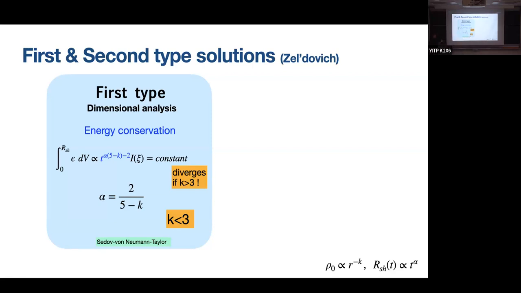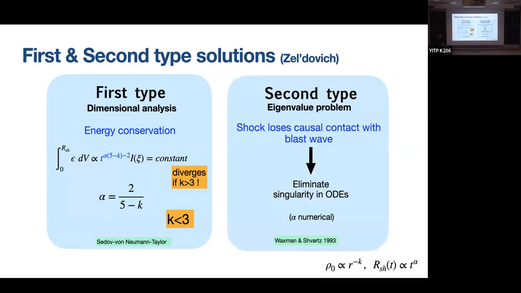So what do we do if we want to increase k and work with a steeper density profile? Then we enter the regime of second type self-similarity, and Zeldovich tells us that in second type self-similarity, we need to solve an eigenvalue problem in order to find this desired alpha parameter, which is the similarity exponent. And practically what this means in our problem is that when we increase k, the shock wave starts accelerating and it loses causal contact with the flow behind it.